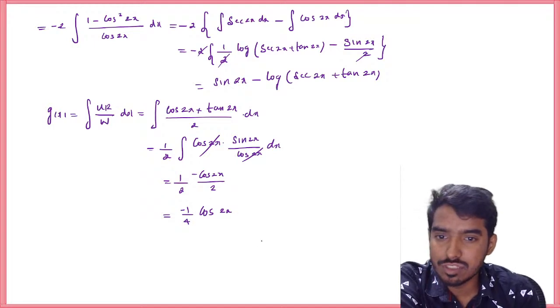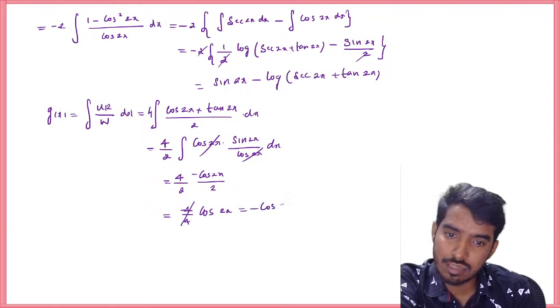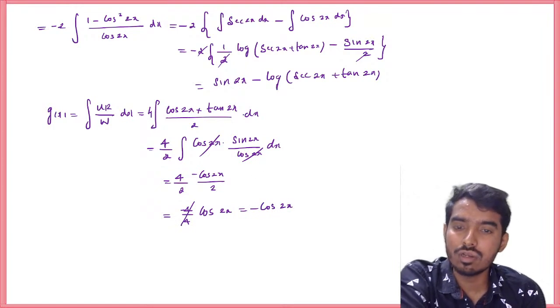Okay, I think I missed the 4, right? So R is 4 times tan 2x, right? So let us multiply by 4. So they get cancelled. So minus cos 2x, because R is 4 tan 2x, right?